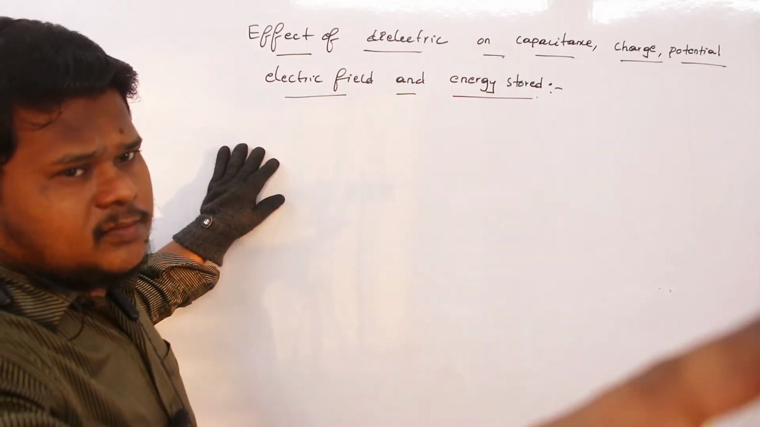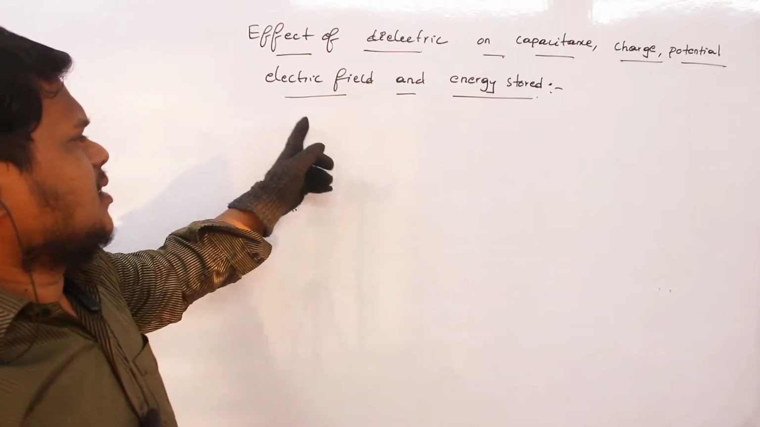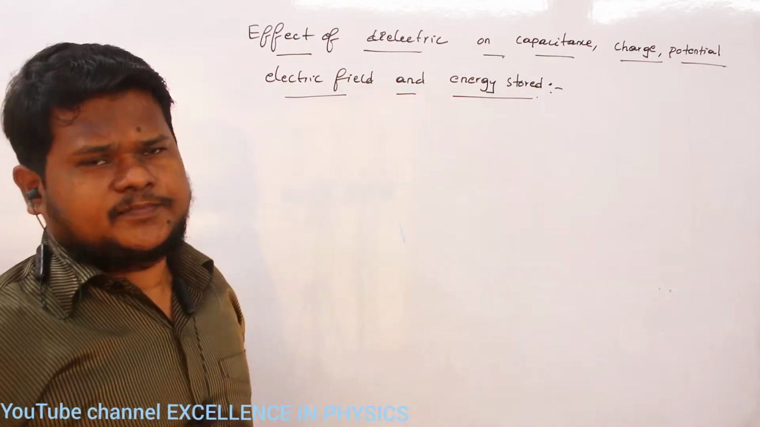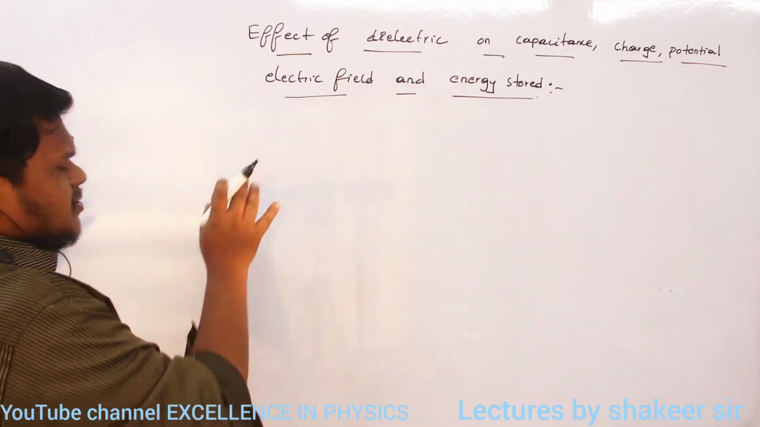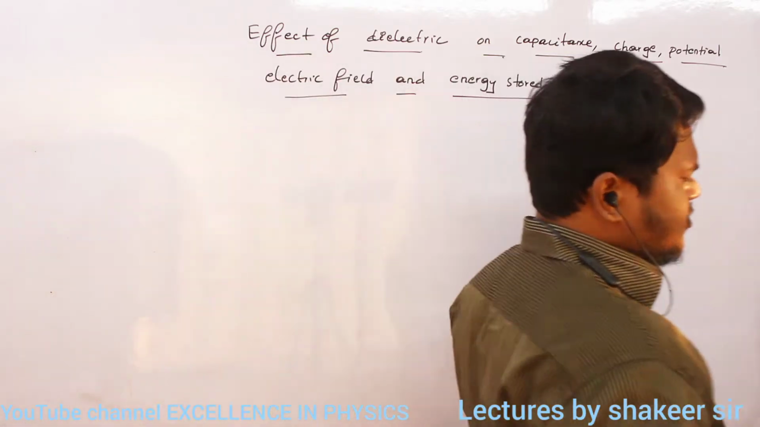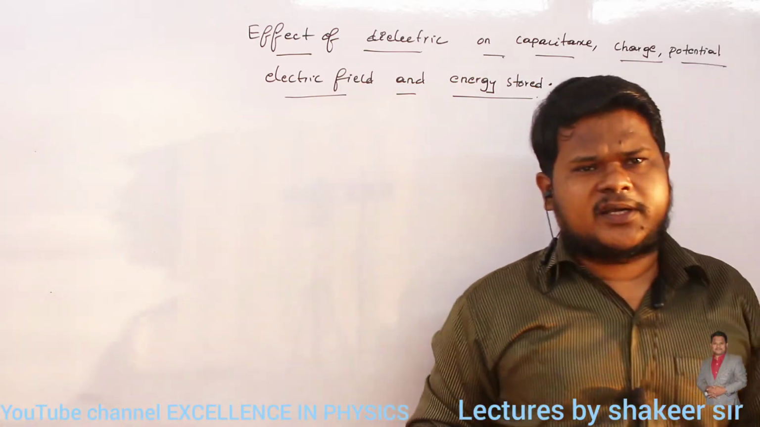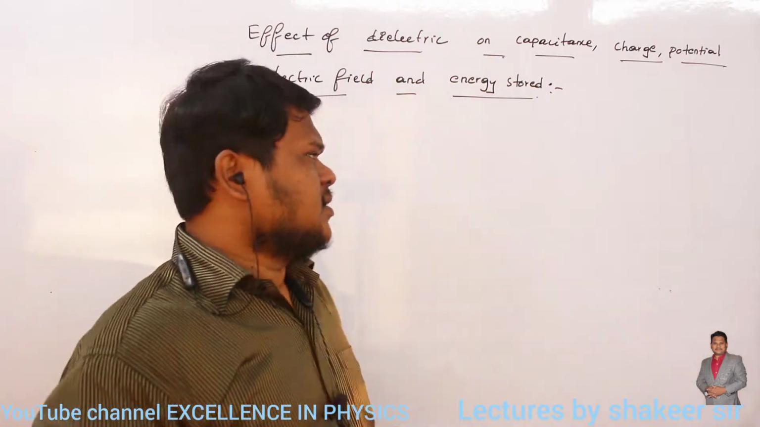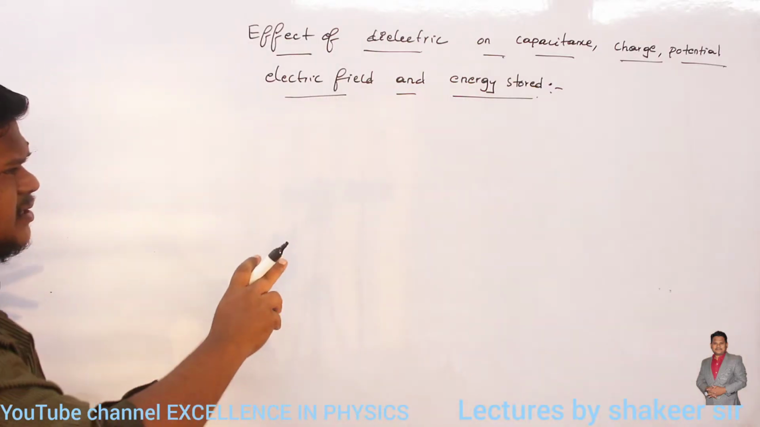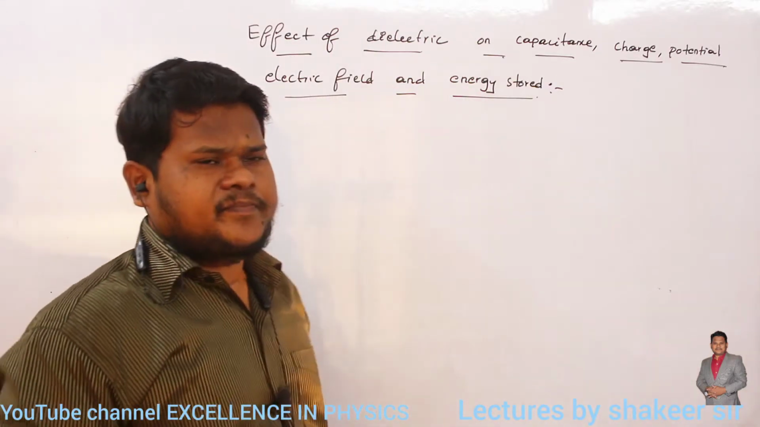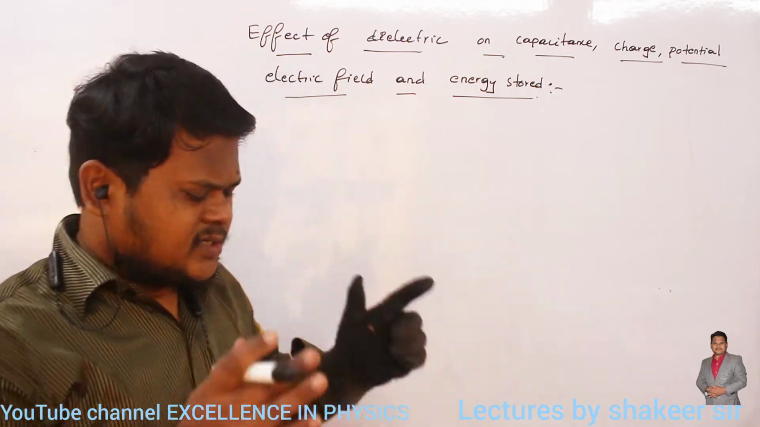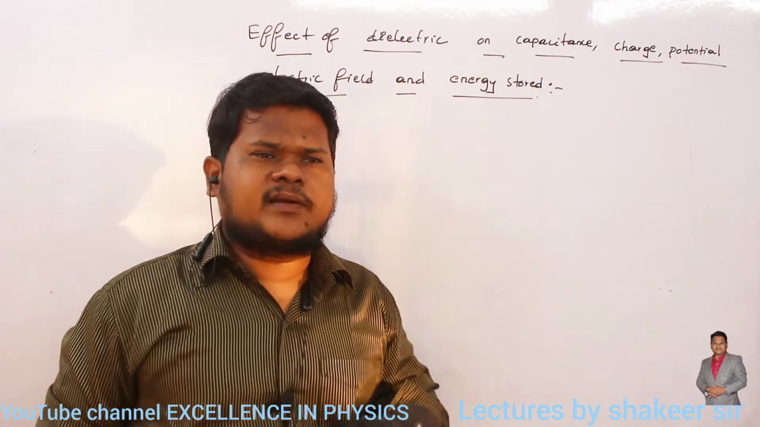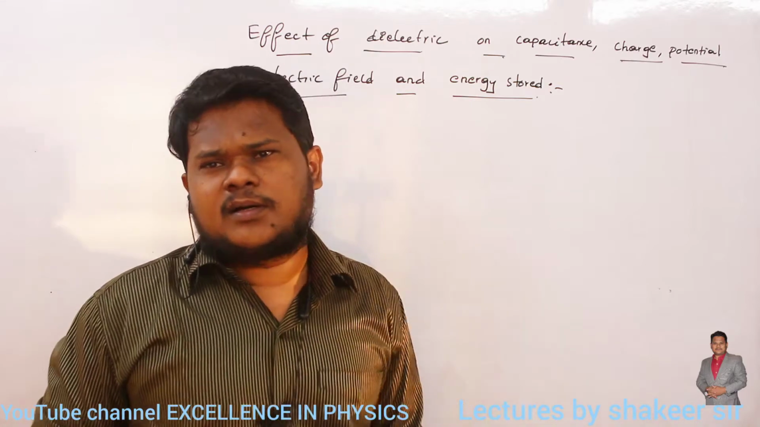Potential between the plates of the capacitor, electric field and energy stored. So this is the effect of a dielectric, that is, what happens to all these parameters if a dielectric is introduced. This we will study in two conditions. First condition is when the battery is connected to the capacitor, and the second condition is when it is a charged capacitor and the battery is disconnected from the capacitor.